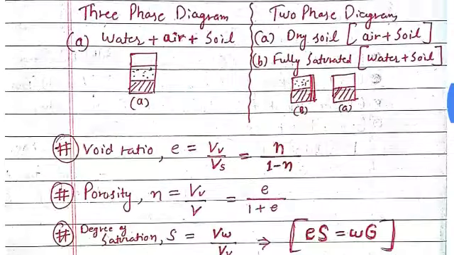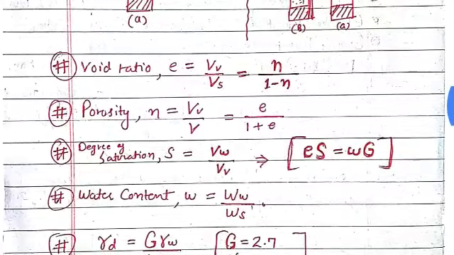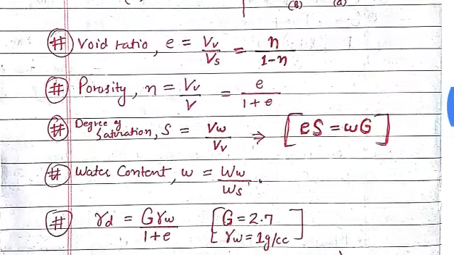Next one, important terms in soil. First one is void ratio, that is denoted by small e. It is equal to volume of voids to the volume of solids, and is equal to n upon 1 minus n, where n is equal to porosity, and porosity equal to volume of voids to the total volume, and that is also equal to void ratio upon 1 plus void ratio.